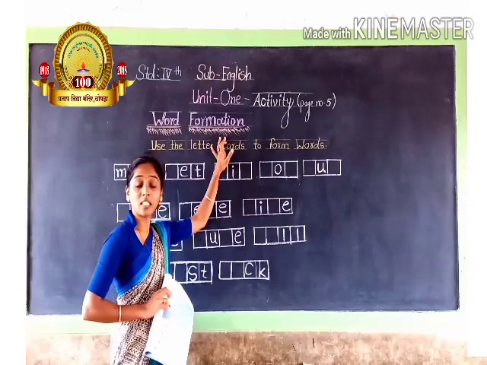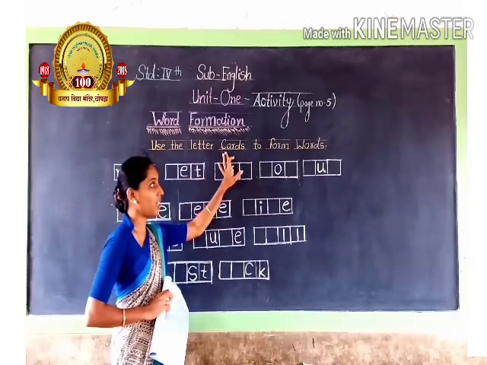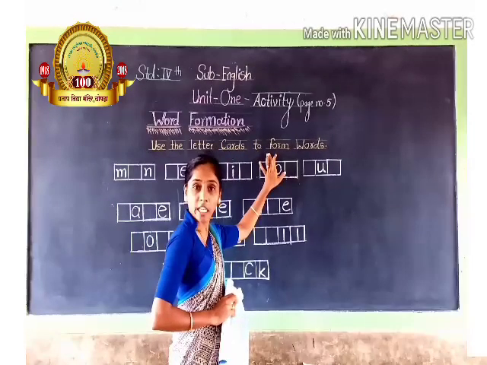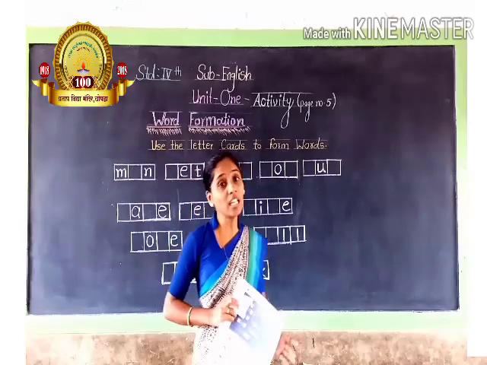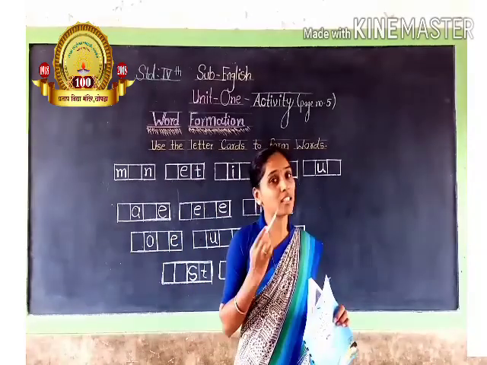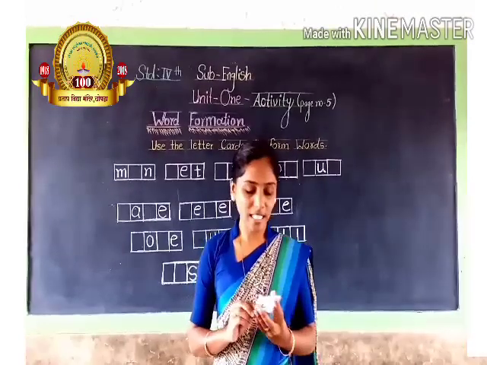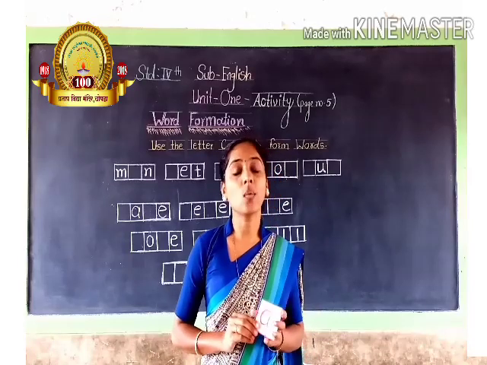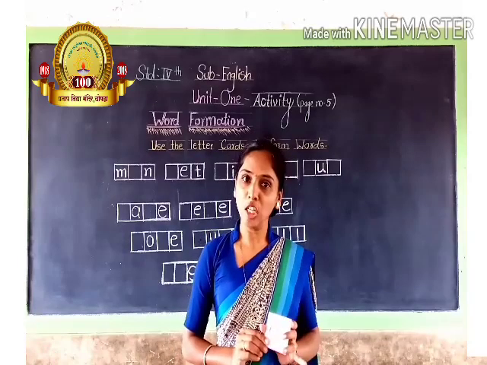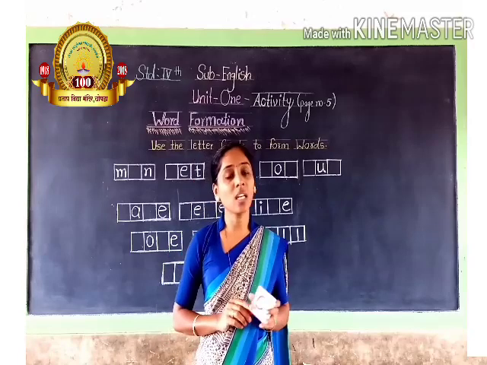Here we make different words. The instruction is: use the letter cards to form words. It means that here we need letter cards. Here I have some letter cards. I have 26 letter cards. We know that there are 26 letters in the English alphabet. Among them, 5 are vowels and the remaining 21 are consonants.